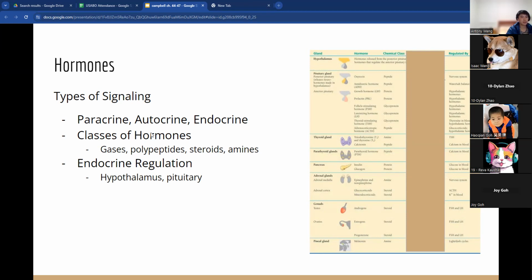And I'll just talk about this real quick. A hormone, strictly definitionally, is a small molecule that's present in small amounts and is circulated through the body by the blood.